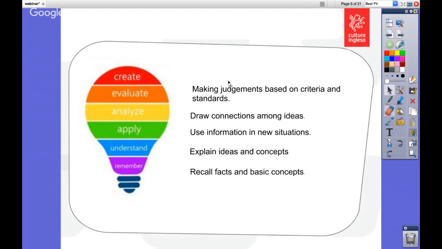And the last one, create. When students are creating, they are putting together elements, producing new and original work, reorganizing elements they have seen through the levels, and generating their own patterns. They are also planning and producing. So it doesn't matter the level, from basic to advanced, students are capable of going through all the stages, regardless of their proficiency in English, right?